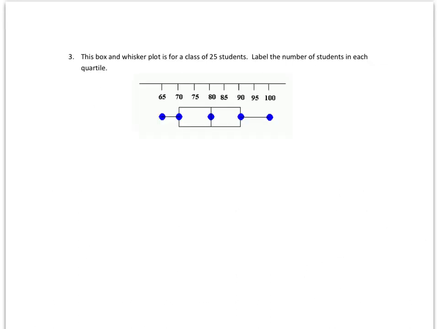I'm going to go ahead and let you look at this box and whisker plot. It's already been drawn for you. You can see that each of the data points are labeled with nice pretty blue dots. Go ahead and notice that this is for 25 students. Please label the number of students in each of these quartiles. You might need to go back to slide or section 2, question 2 if you need more help. But go ahead and pause the video here. Label the number of students in each quartile.